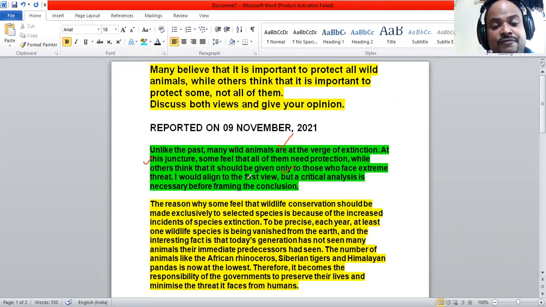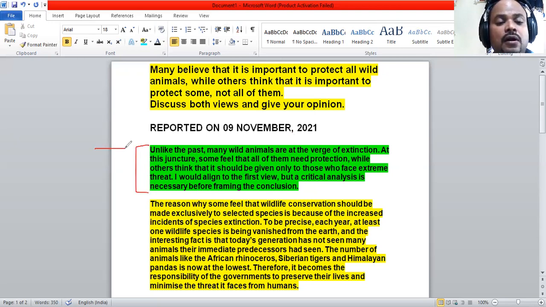I would align to the first view. You have a clear opinion, but a critical analysis is necessary before framing the conclusion. Before framing the conclusion, we have to analyze the matter in detail.